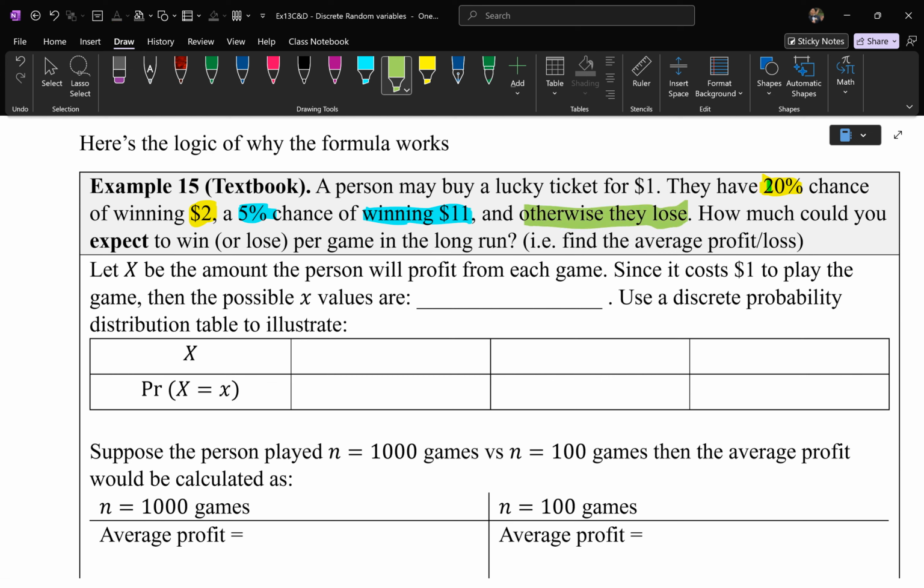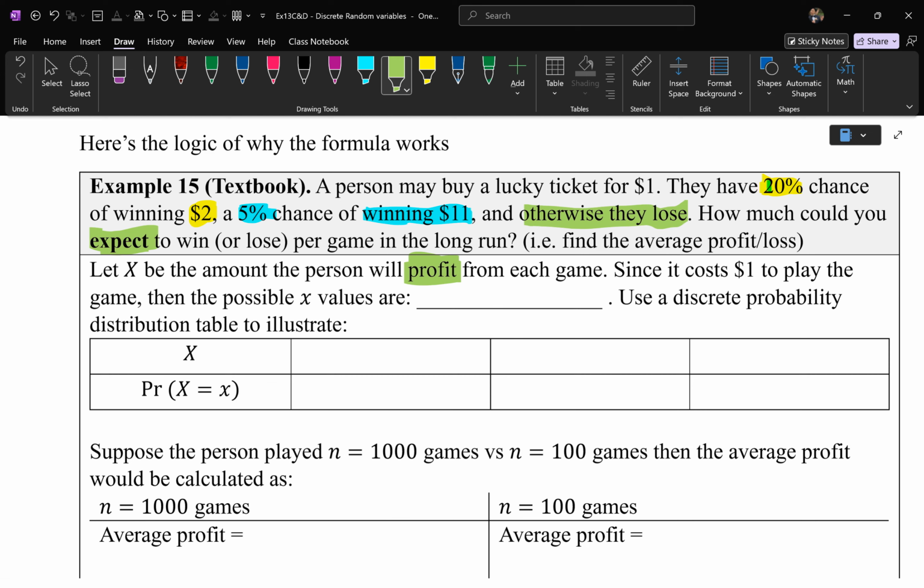Now the question is asking you, how much could you expect to win or lose per game in the long run? So clearly we're finding the average in the long run, which is the profit or loss. Let X be the amount that the person will profit. So I want to know how much they will profit from each game. So let X be the random variable if you had to calculate the profit. Think about it: in scenario 1, you win $2 and you spent $1 to buy a lottery ticket. In scenario 2, you spent $1 to buy a ticket and you win $11. What's your profit? Or otherwise you lose. Fill out that distribution table.